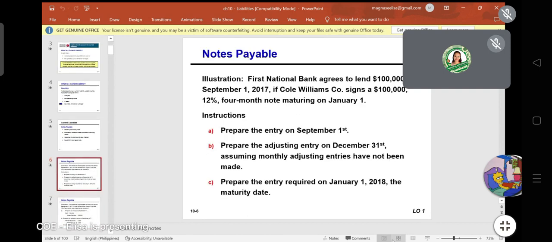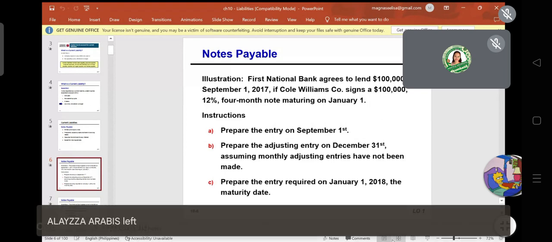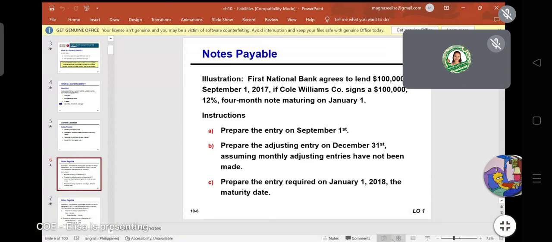So in here, let's go through the example and go through the different life cycle of a notes payable. Example here, the First National Bank agrees to lend 100,000 on September 1. So we borrow from First National Bank 100,000 dated September 1. And the interest rate is 12%, for a 4-month note. So 4 months is the maturity, and January 1 is the due date.